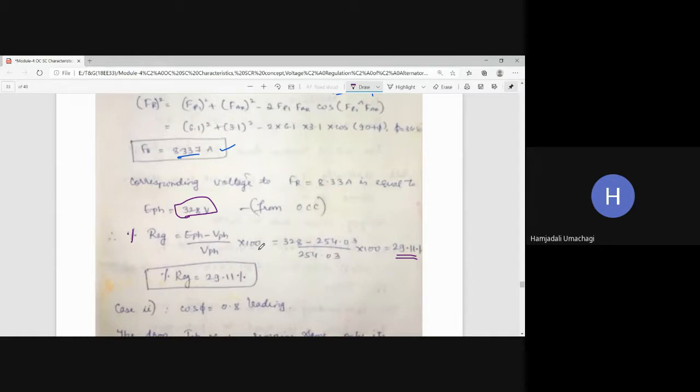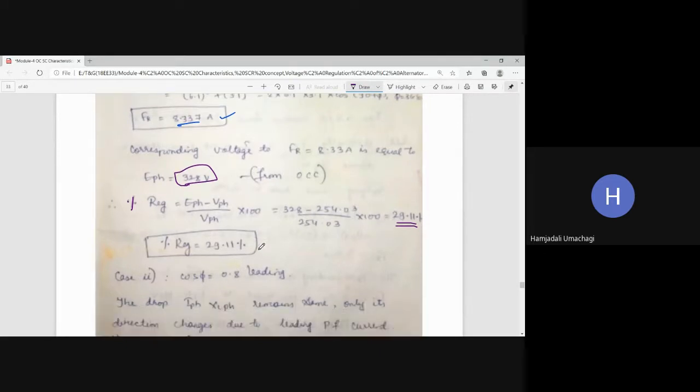Shall we proceed to case 2 now? Same procedure you should follow for case 2, but the power factor now, instead of lagging, is leading now. Yes? 29.11%, sir. Okay, fine. And keep that answer in the rectangular box.